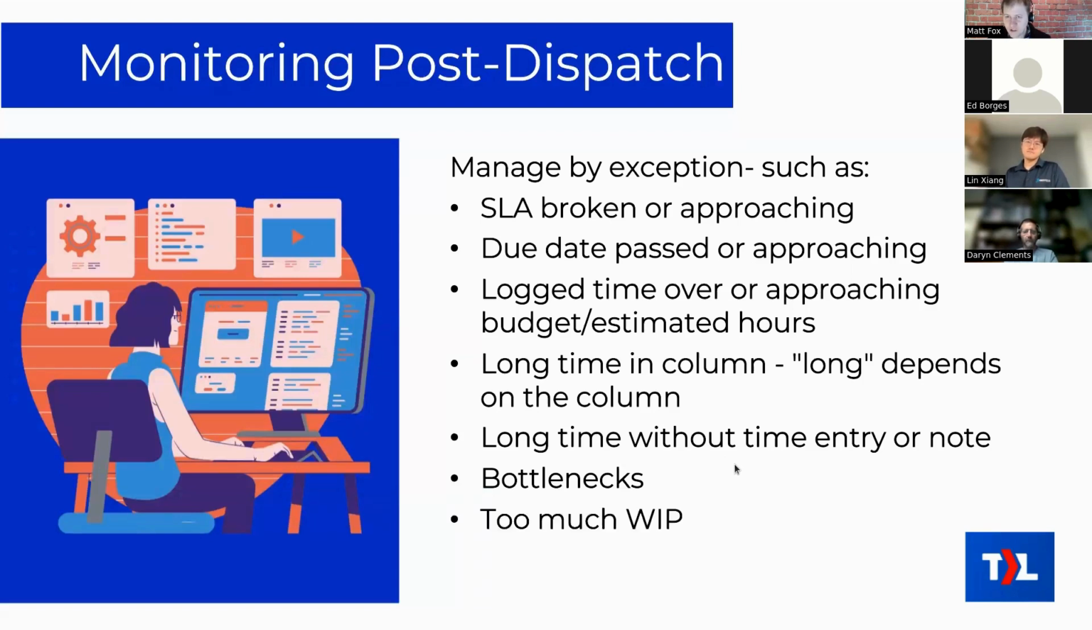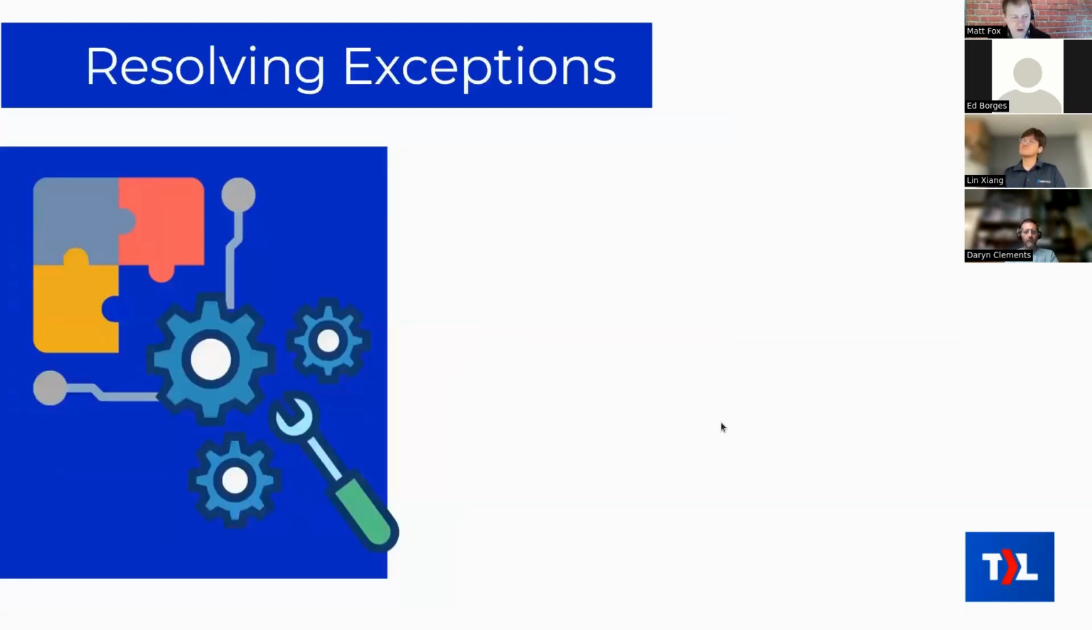Okay, another thing to watch out for after dispatching is too much work in progress. That means looking at what an engineer is working on, seeing if they're working on too many things, and addressing that. So how to resolve some of these problems? Let's talk about some of the ways to do that.